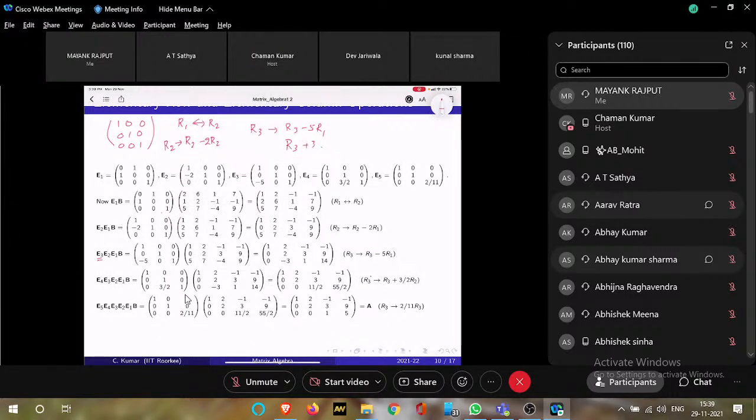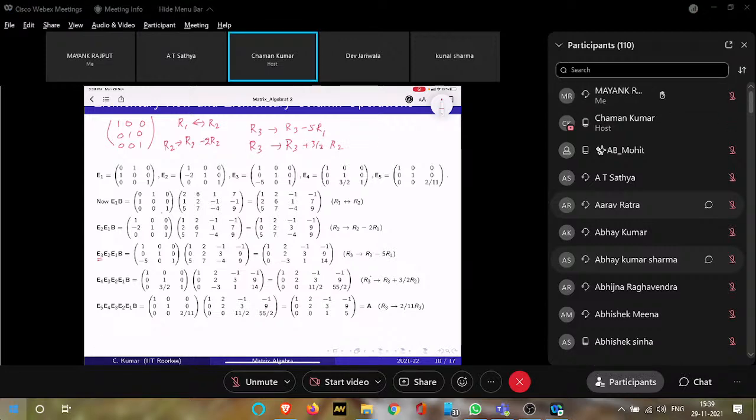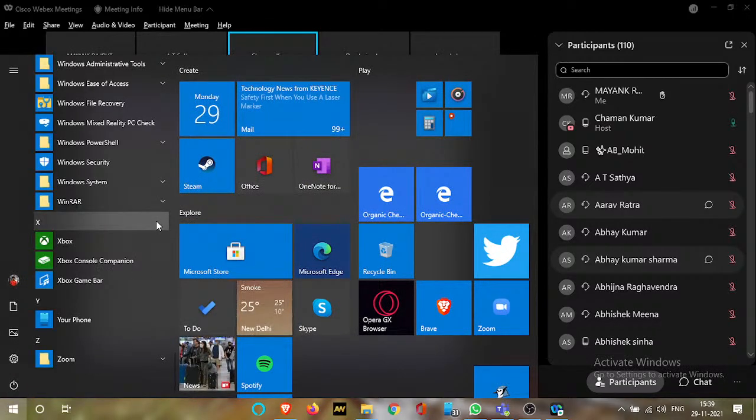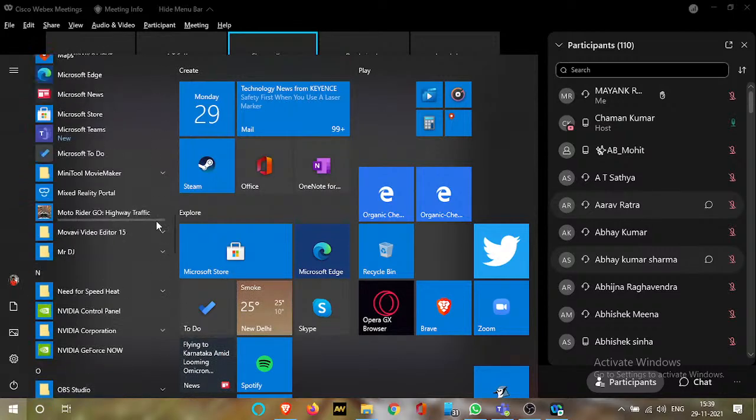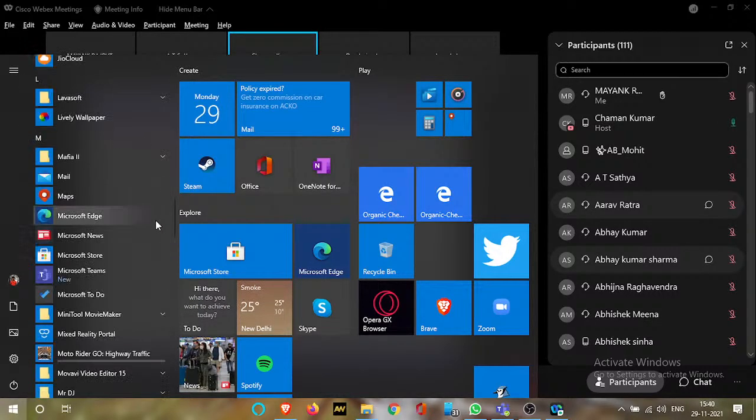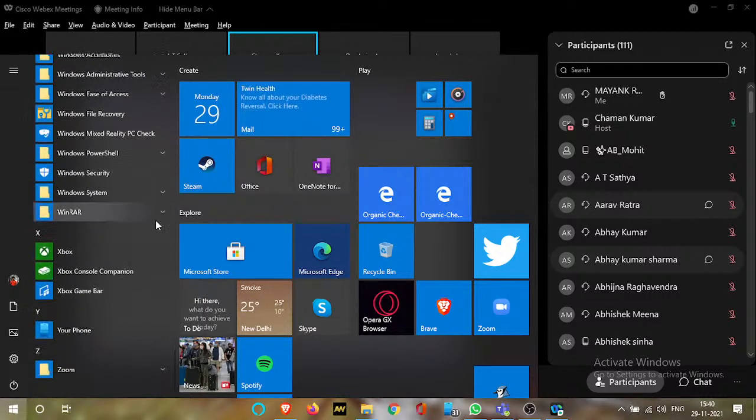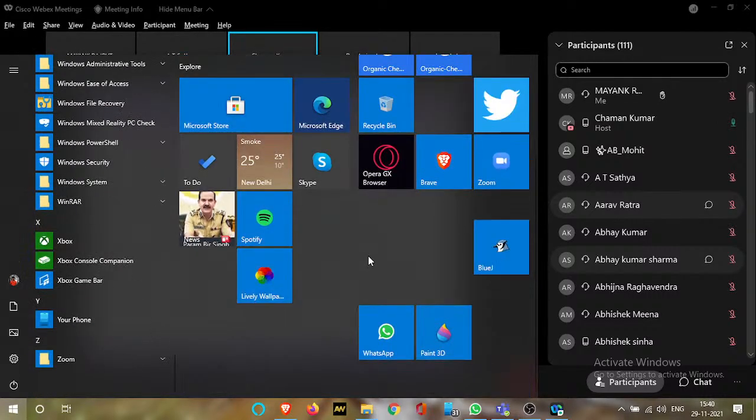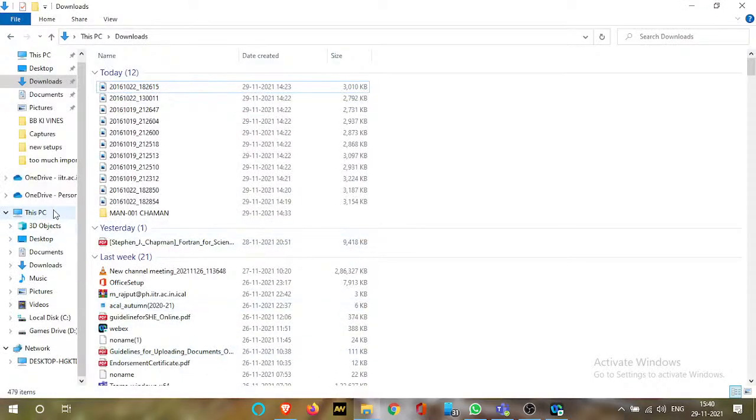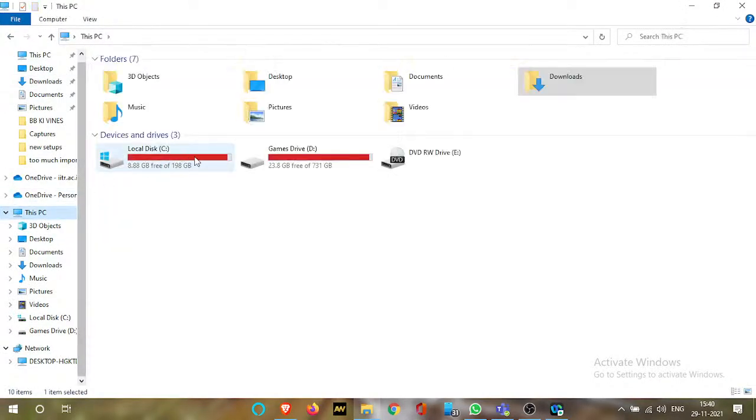R3 plus 3 by 2 R2. So apply this operation on the identity matrix, and you get E4. That means when you multiply this matrix by E4, you will get this one, which is the same matrix that you obtain by applying this row operation on the previous matrix.